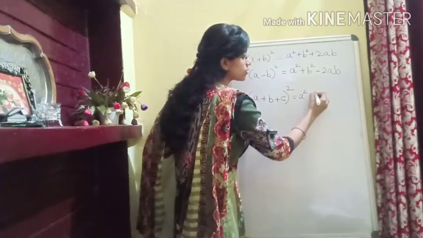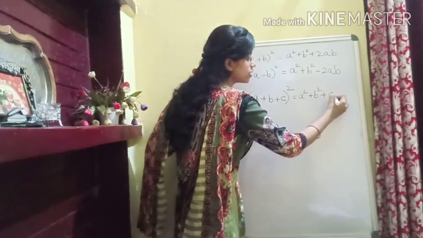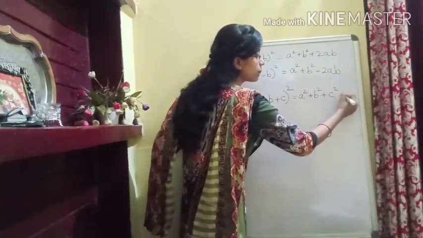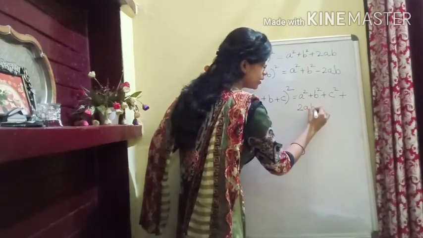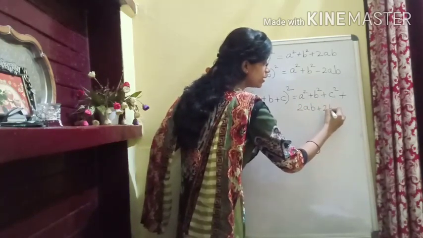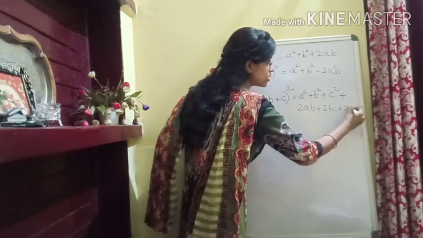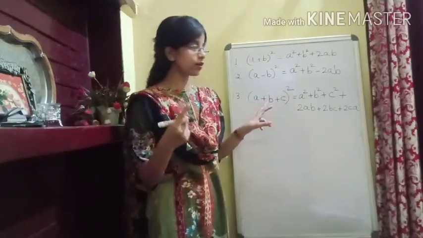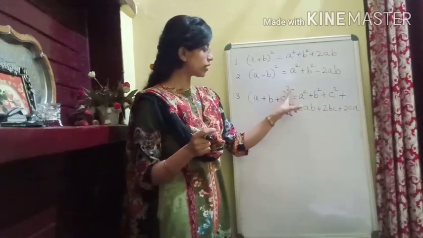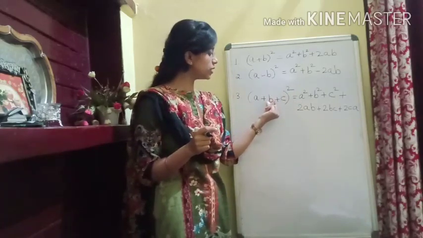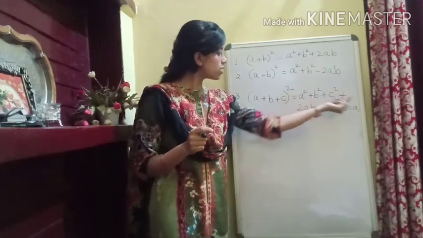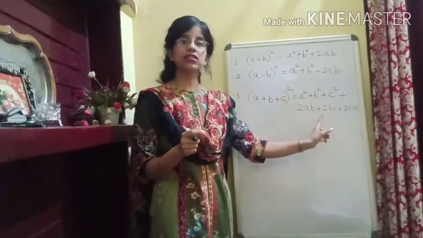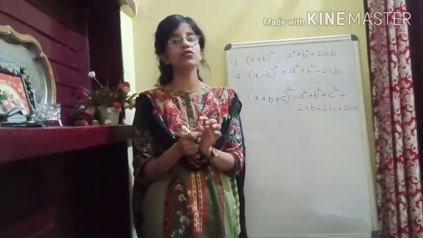A square plus b square plus c square. So individually we are going to square them. A square plus b square plus c square plus 2ab plus 2b into c plus 2c into a. So likewise you have all six terms. If I recall it once, (a plus b plus c) square will be equal to a square plus b square plus c square plus 2ab plus 2bc plus 2ca. So this is the identity for the three terms which we are going to use.